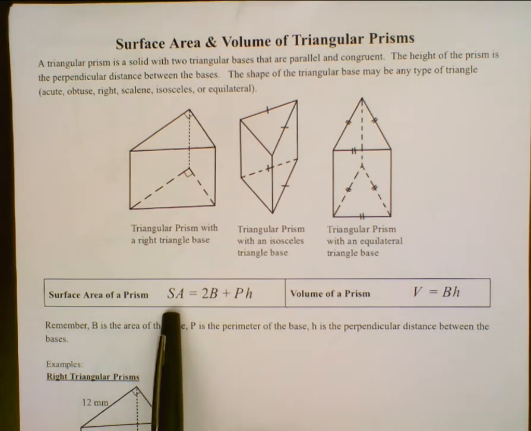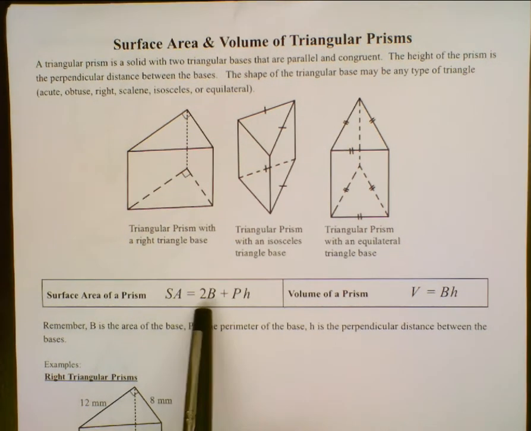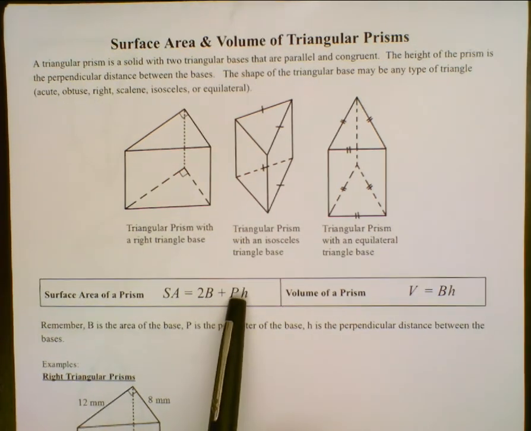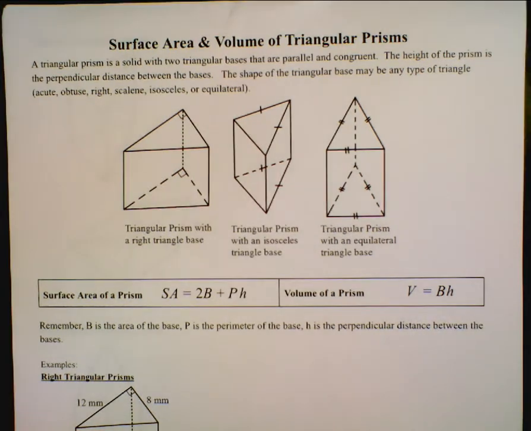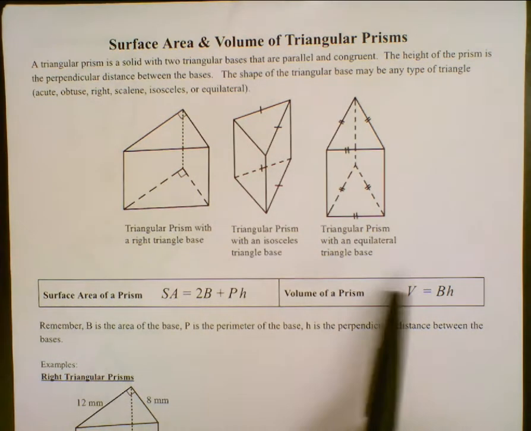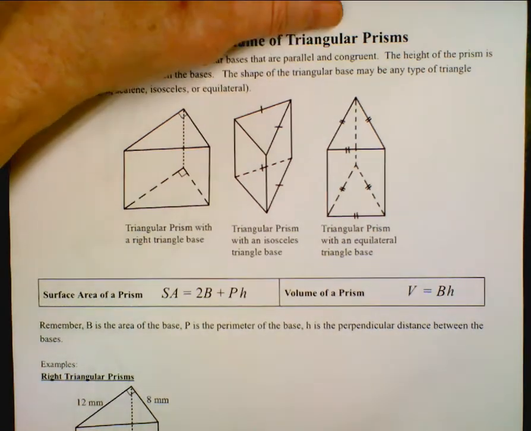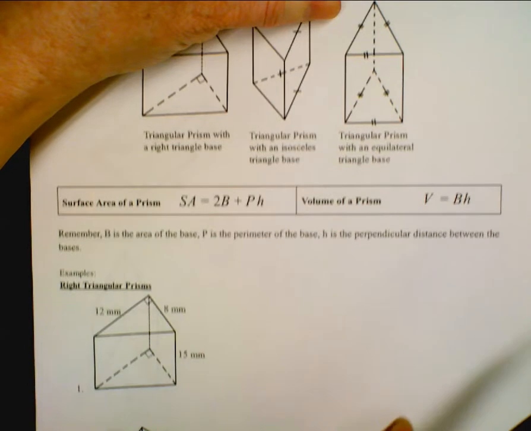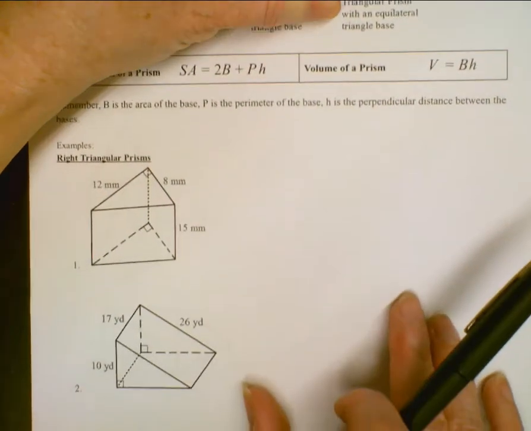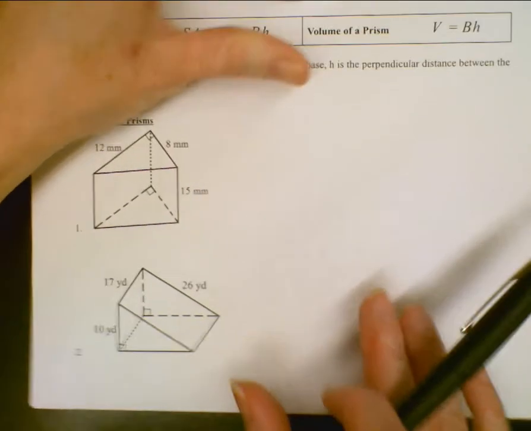In general, for all prisms, the surface area is equal to 2 times the area of the base plus the perimeter of the base times the height of the solid, and the volume is the area of the base times the height of the solid. So these are very familiar to us already. We'll just be using them in a different way. With that in mind, let's look at a couple of examples with right triangle bases.